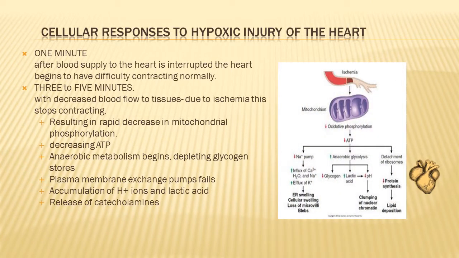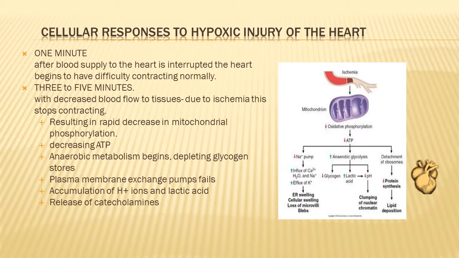Hypoxic injury leads to cellular responses. Within 1 minute, the heart is interrupted and doesn't want to contract normally. So if you're having a very difficult 3 to 5 minutes, it stops contracting, and then that's going to start the whole process of cellular response: a rapid decrease in myocardial phosphorylation, a decrease in ATP, and that's your energy.